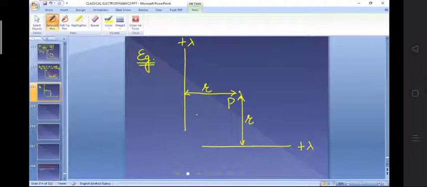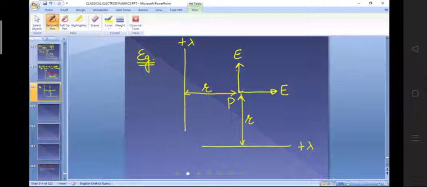This is the point P. We are supposed to calculate the electrostatic field at point P. Simply, I will use the superposition principle. I'll calculate the electrostatic field due to one line charge, and then the electrostatic field due to the other line charge, and take care of the directions as well. The field because of this will be directed radially outwards, in this direction, equal to E. The field because of this will be in this direction, and its magnitude is the same, so it can be represented by E as well.